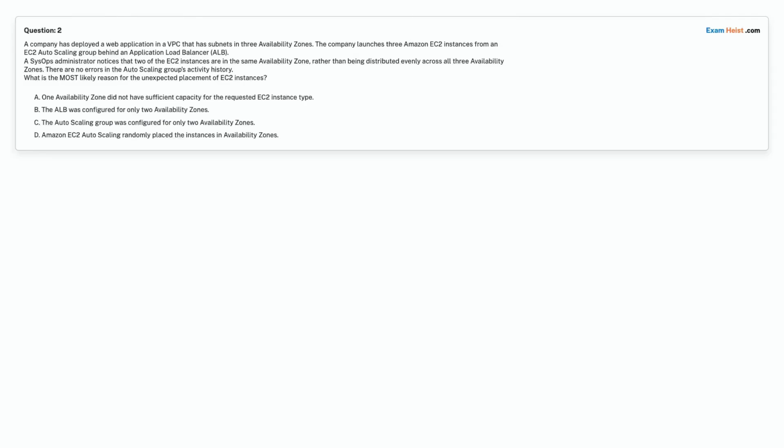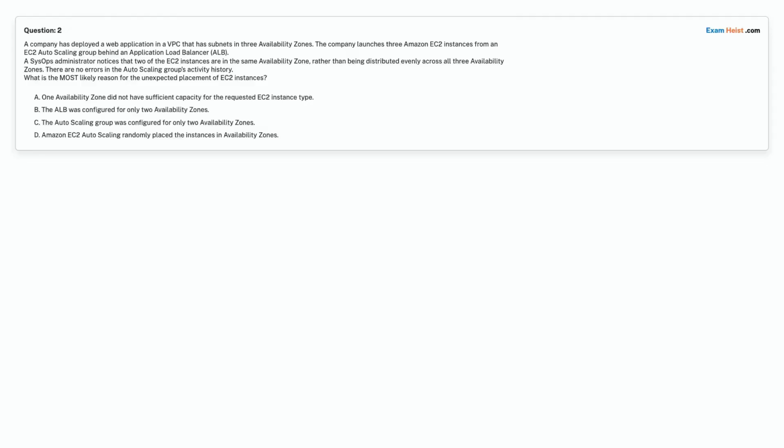Question 2. A company has deployed a web application in a VPC that has subnets in 3 Availability Zones. The company launches 3 Amazon EC2 instances from an EC2 Auto Scaling group behind an Application Load Balancer (ALB). A SysOps administrator notices that 2 of the EC2 instances are in the same Availability Zone, rather than being distributed evenly across all 3 Availability Zones. There are no errors in the Auto Scaling group's activity history. What is the most likely reason for the unexpected placement of EC2 instances?